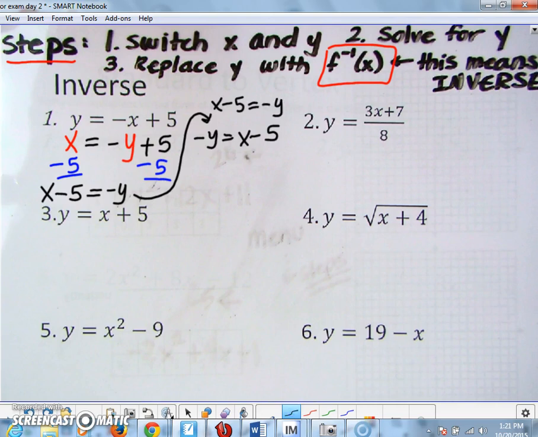Okay, does the order matter? No, it doesn't, because an equal sign means that no matter if I put it on the left or the right, the left and right are still equal to each other. I would need to get rid of this negative 1 in the front. So in order to do that, I need to divide by negative 1.